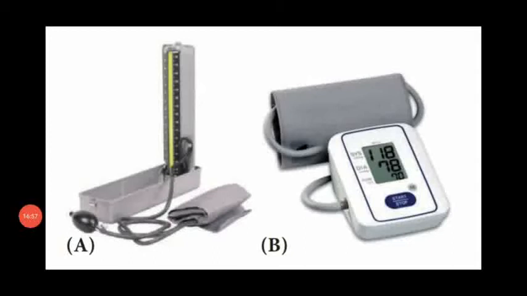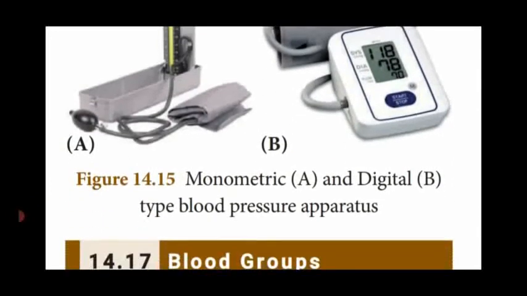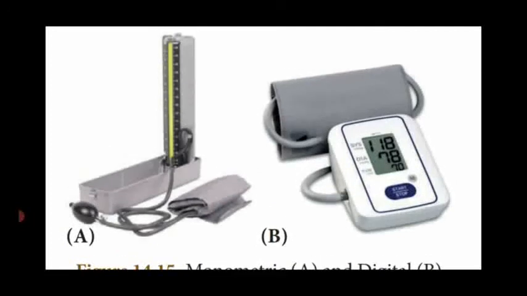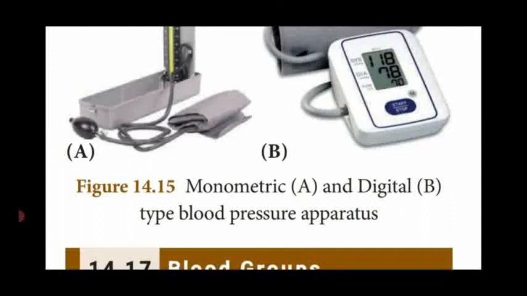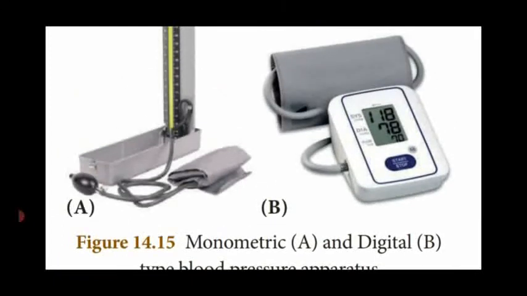Dear students, these are the instruments named sphygmomanometer. First one is the manometric type. We all know that one. If you have high BP in your body, with the help of this instrument only we diagnose the BP level. The other one is the digital type of blood pressure apparatus.